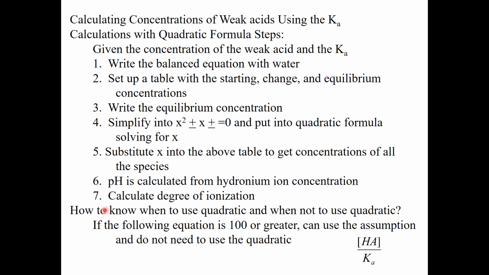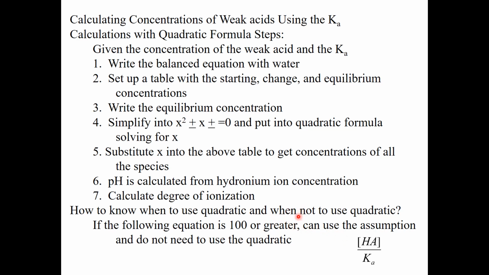The last section on the weak acid is doing the same type of problem that we just did, which is calculating the concentration, using the quadratic formula this time. So we're basically going to be finding pH given the concentration and the Ka, but this time we have to use the quadratic. Here's the process, but I'm actually going to jump down here first. How do you know if you need to use a quadratic or not?